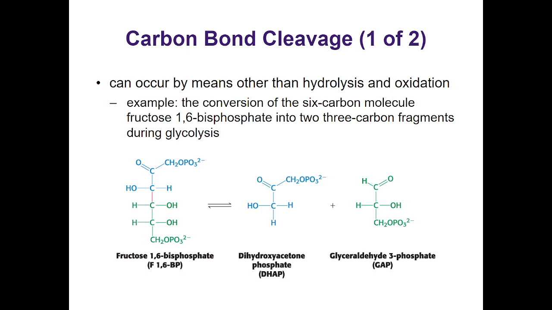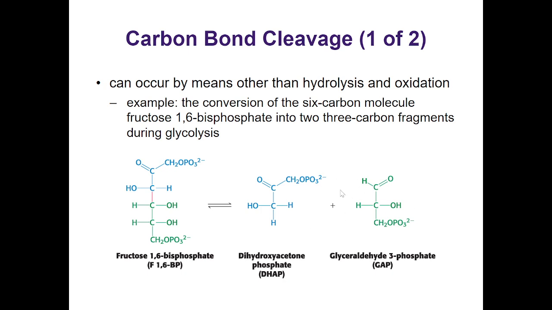Okay, so carbon bond cleavage. This one's going to need 2 slides to deal with because they can be kind of big. This can occur by means other than hydrolysis and oxidation, of course. Here we actually see an example where it's not hydrolysis, it's not a redox reaction. So the conversion of the 6-carbon molecule fructose 1,6-bisphosphate, which is this one right here, into the 3-carbon fragments. This is during glycolysis. We haven't actually gotten to the full reaction pathways for these, but this is one step from that. And that's that right there.